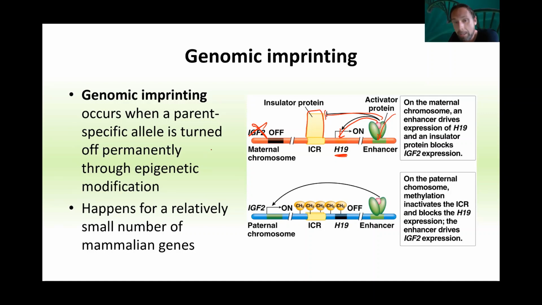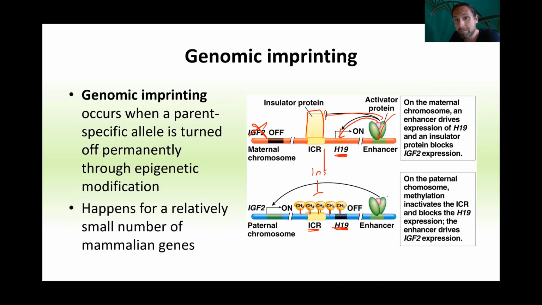Now on your paternal chromosome, the one you got from your dad, we have epigenetic modifications of the DNA in the region of the insulator and the H19 promoter, where we add a whole bunch of methyl marks to the DNA. So we methylate the DNA. And like I said, when you methylate the DNA, it prevents other things from interacting. So in this case, my insulator cannot bind because methyl marks are in the way.